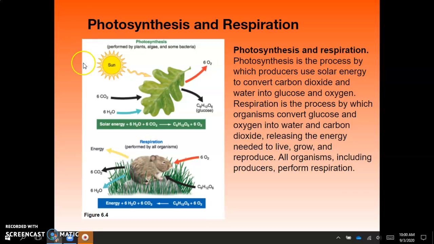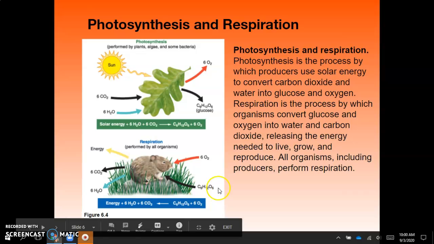So the relationship between photosynthesis and respiration, they're basically the same equation, they're just flipped on the products and the reactants. And also the energy source is different. So in photosynthesis, the energy source is the sun, and then in respiration, the energy source is glucose, the sugar.